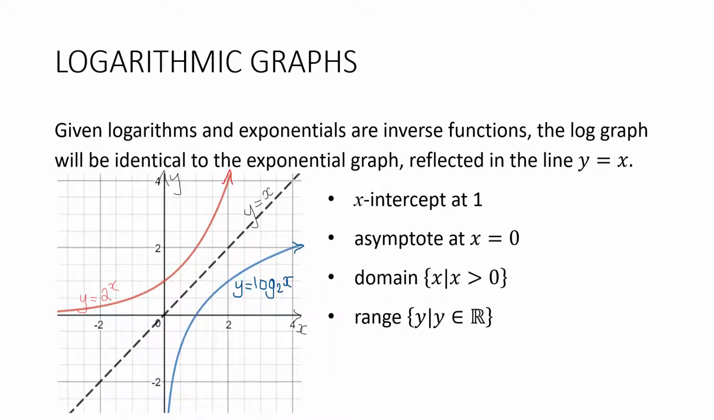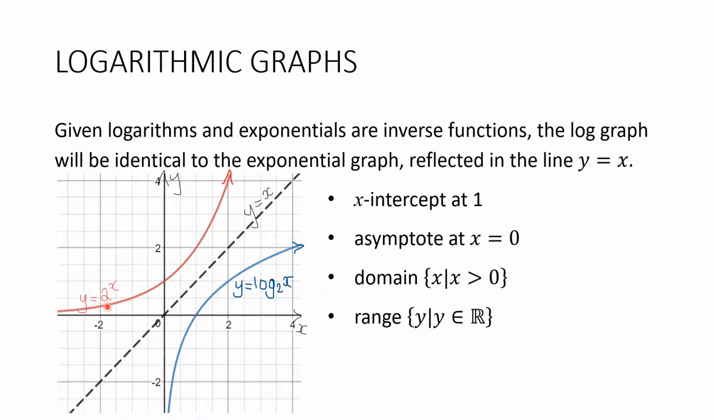Given logarithms and exponentials are inverse functions, the log graph will be identical in shape to the exponential graph, but reflected in the line y equals x. You can see that on this graph. So here I've got y equals 2 to the x, and here reflected over that line I've got y equals log base 2 of x. And some of the features have flipped around as well.